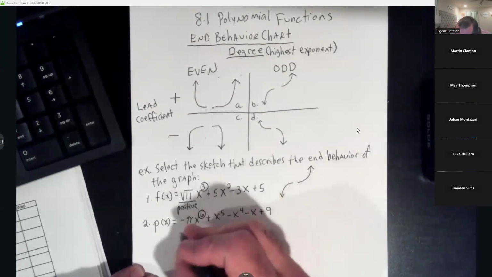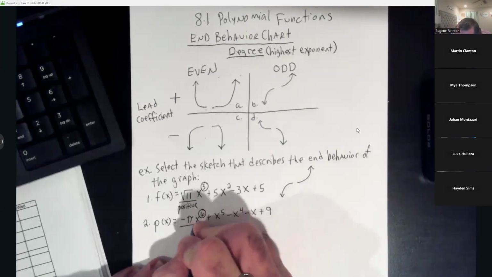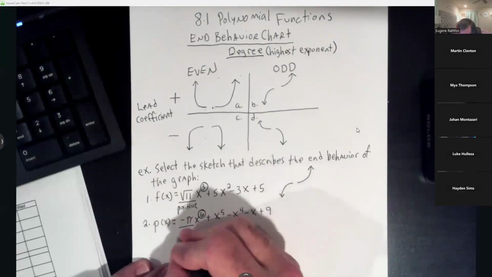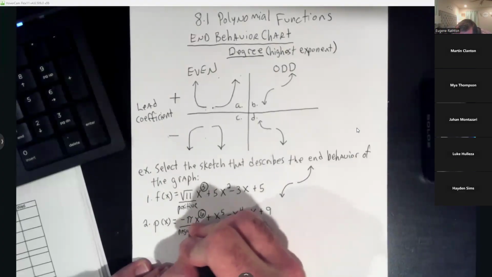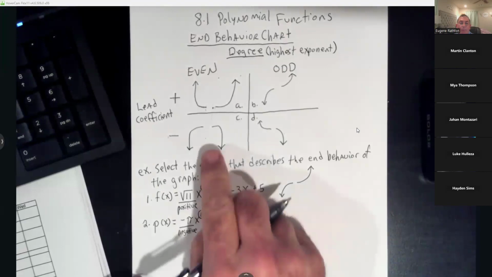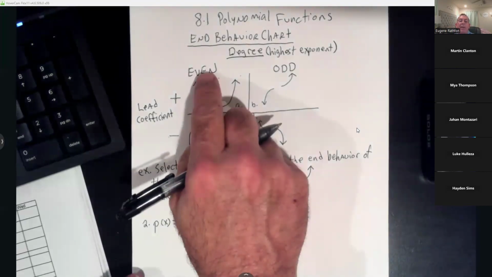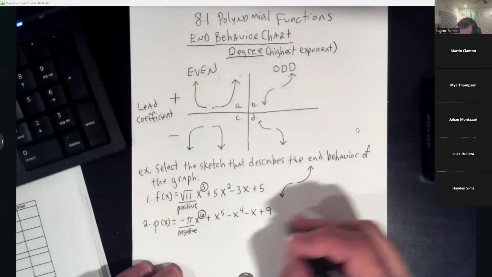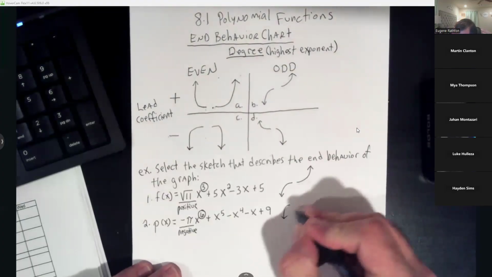And then I'm looking at this lead coefficient. So you're right on that because it was a negative lead coefficient, but it was a negative lead coefficient with an even degree. So y'all, this should be both ends going down.